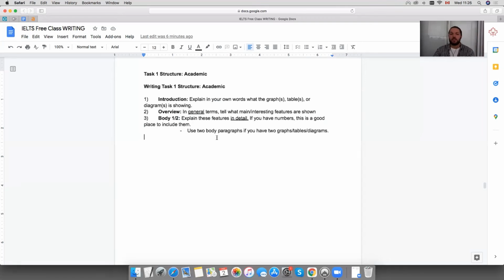If we are dealing with numbers like we were dealing with on the chart above, this is a good place to include those numbers because we're being very specific. You might notice that I said 1 or 2 body paragraphs. If you're only dealing with 1 graph, you can probably be okay with just 1 paragraph. But it's possible that you have 2 graphs. So if you do have that, you might as well use 2 paragraphs to separate those ideas and make your ideas as clear as possible to the reader.